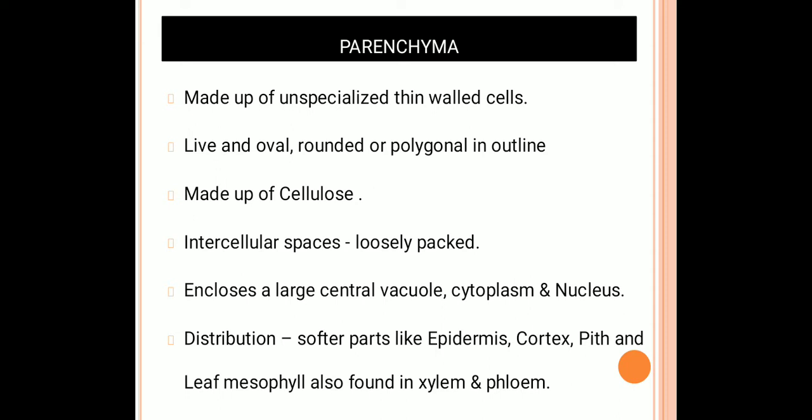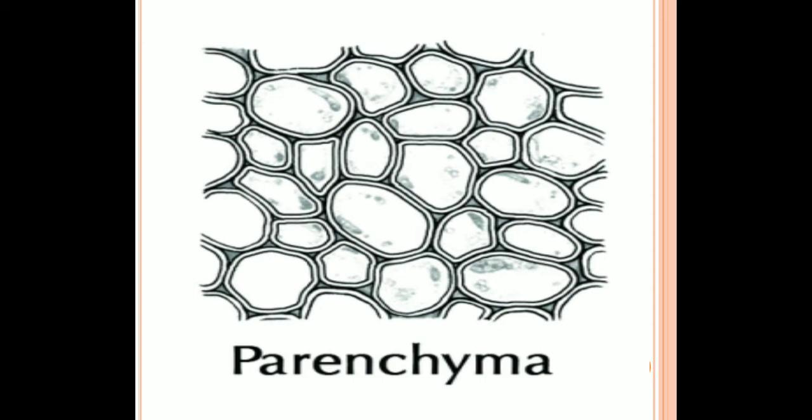As for distribution, it is found in almost all plants. All plants contain parenchyma. It forms the major tissue of the softer parts like the epidermis, cortex, pith and leaf mesophyll. It is also found in the xylem and phloem. So this is the structure of the parenchyma tissue.